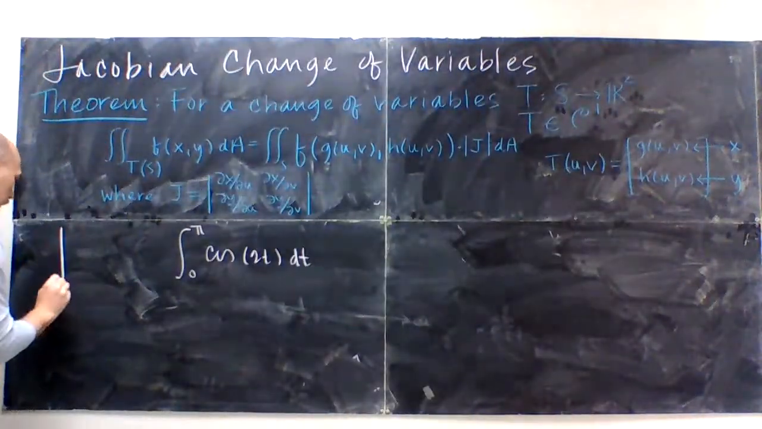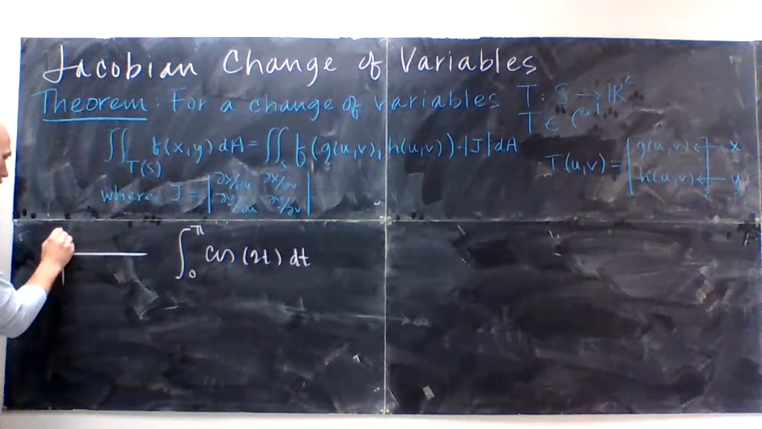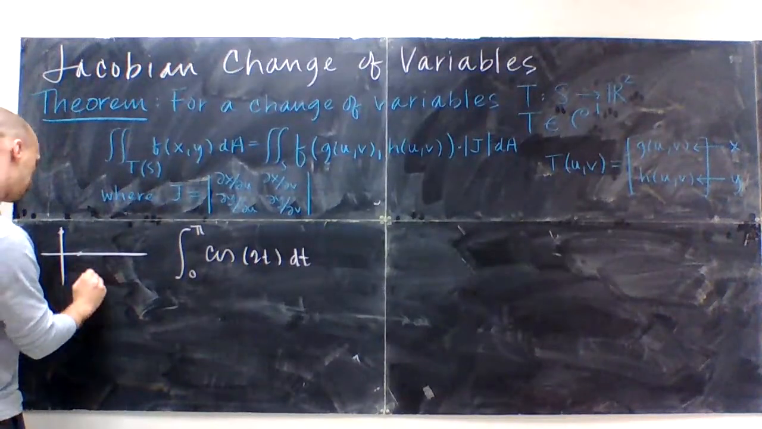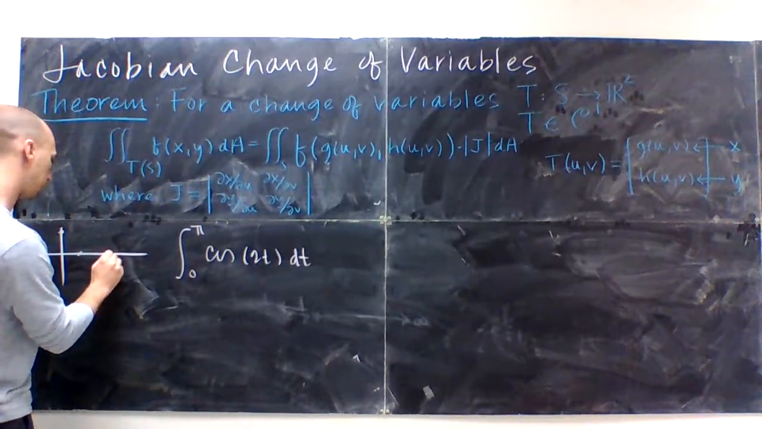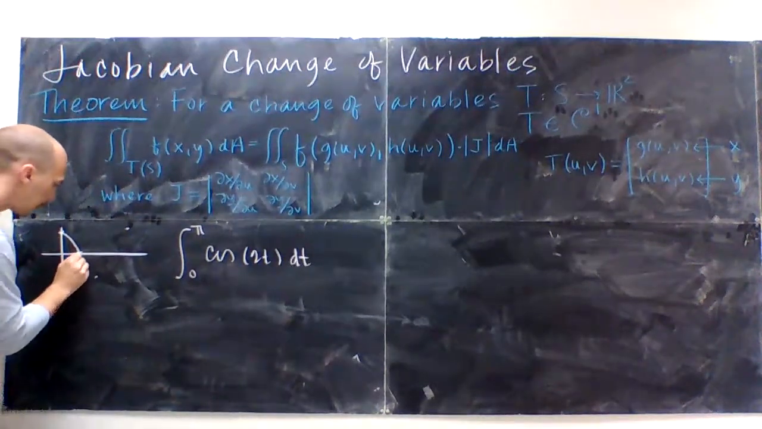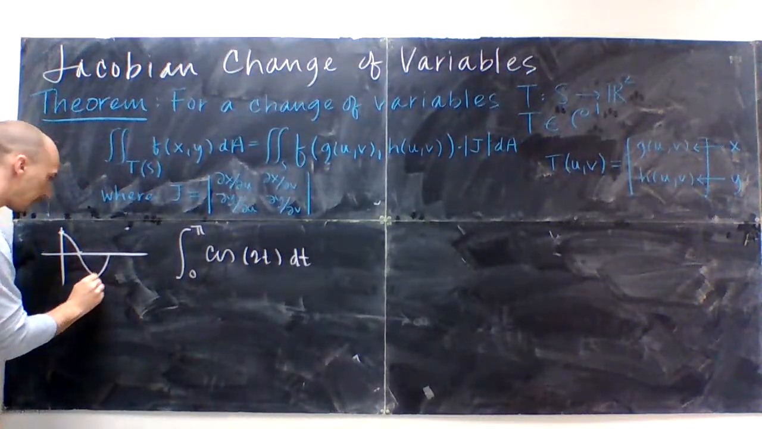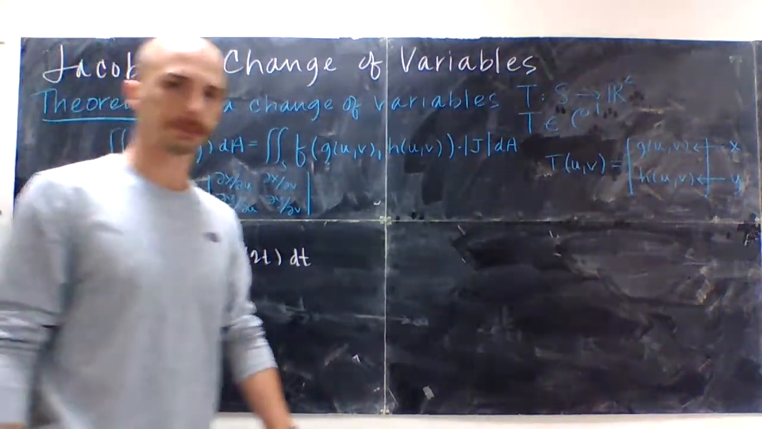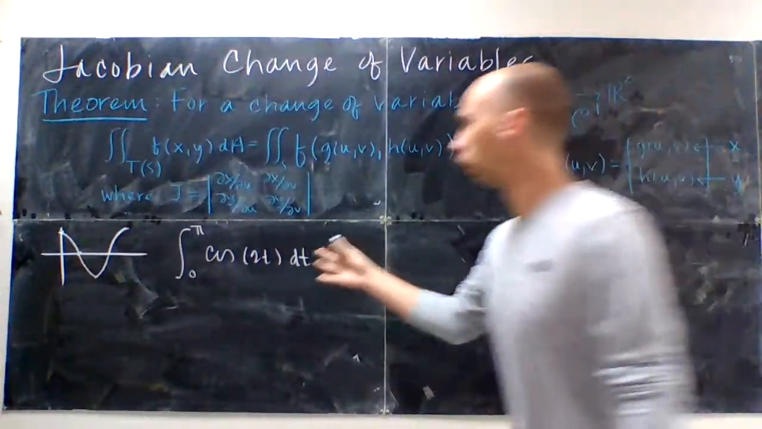I can do that. Cosine of 2t, it's like cosine of t, except it traces out twice as fast, right? So, and so it's this much area. Okay, and I'll also label this as pi.